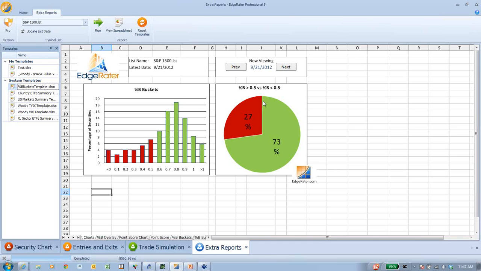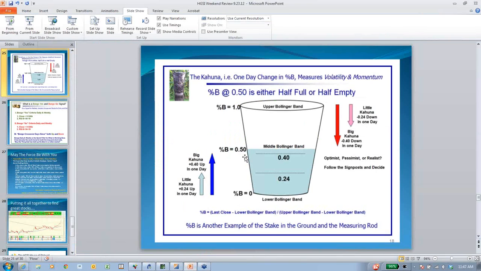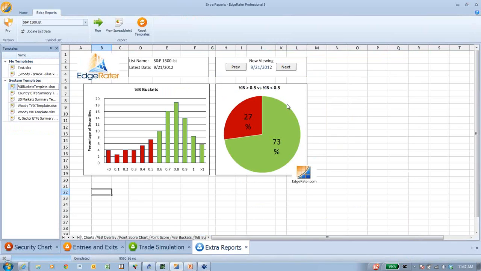So what do I see here is that 73% of the stocks are trading above the mid-band. And why is that important? Because in an uptrend, stocks have a tendency to go up by bouncing between the upper and the middle bands, and in a downtrend between the middle band and the lower band. So if you have, say, 80% above the 0.5, that's considered to be very bullish. Obviously not 80%, but pretty close.